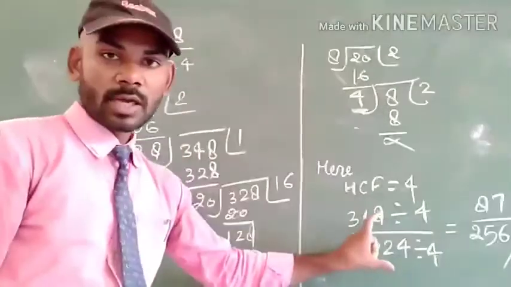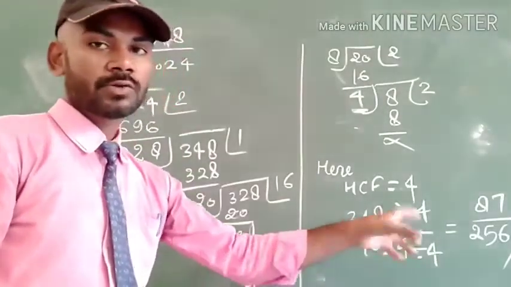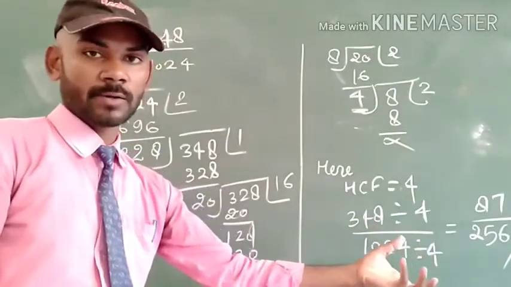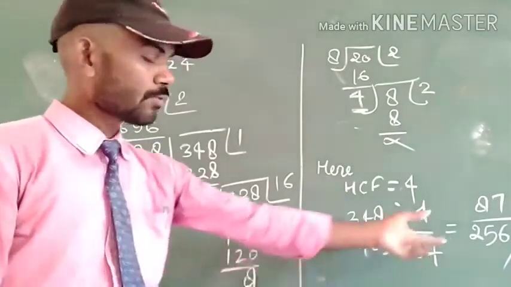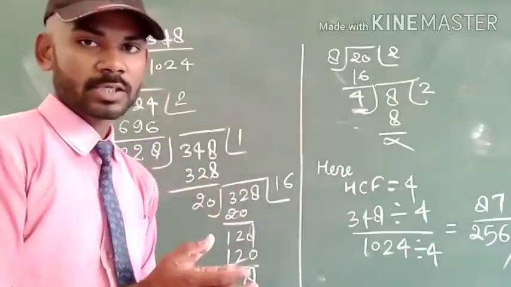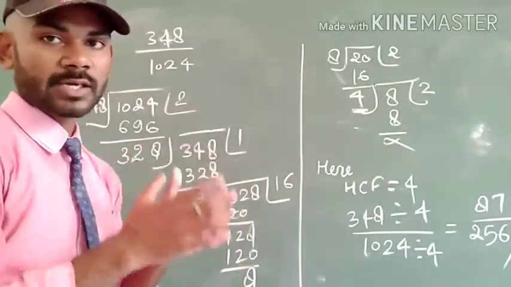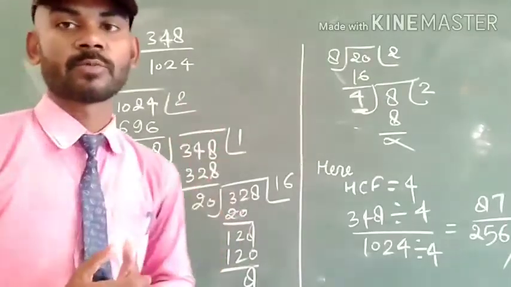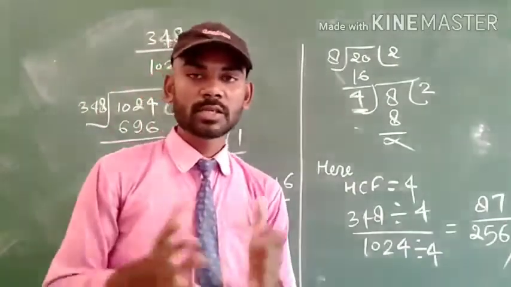Here I have just divided. You can use the actual division in order to divide. Okay. So in this way we can find out the lowest term of the fraction by finding out the greatest common factor of numerator and denominator. So I hope it is clear to everyone.